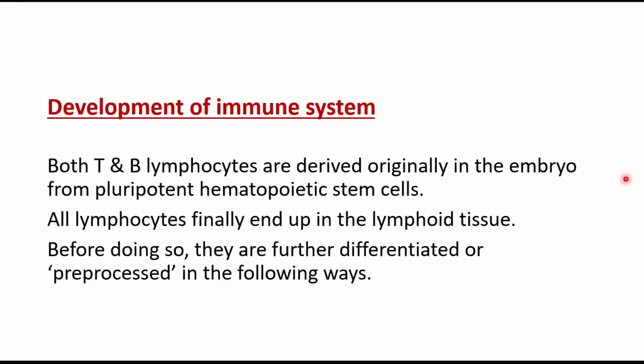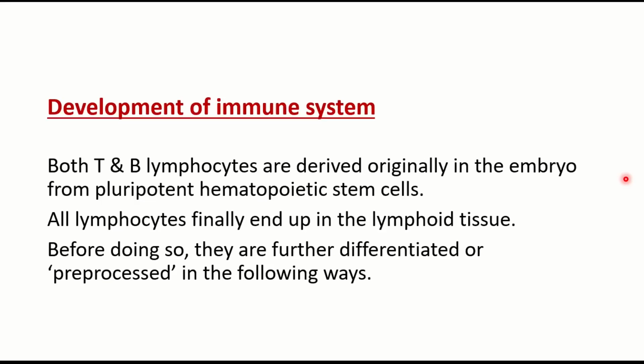Moving on to development of the immune system. Both the T lymphocytes and B lymphocytes are derived in the embryo from pluripotent hematopoietic stem cells. All these T lymphocytes and B lymphocytes, after their final maturation, are lodged in the lymphoid tissue through the blood.